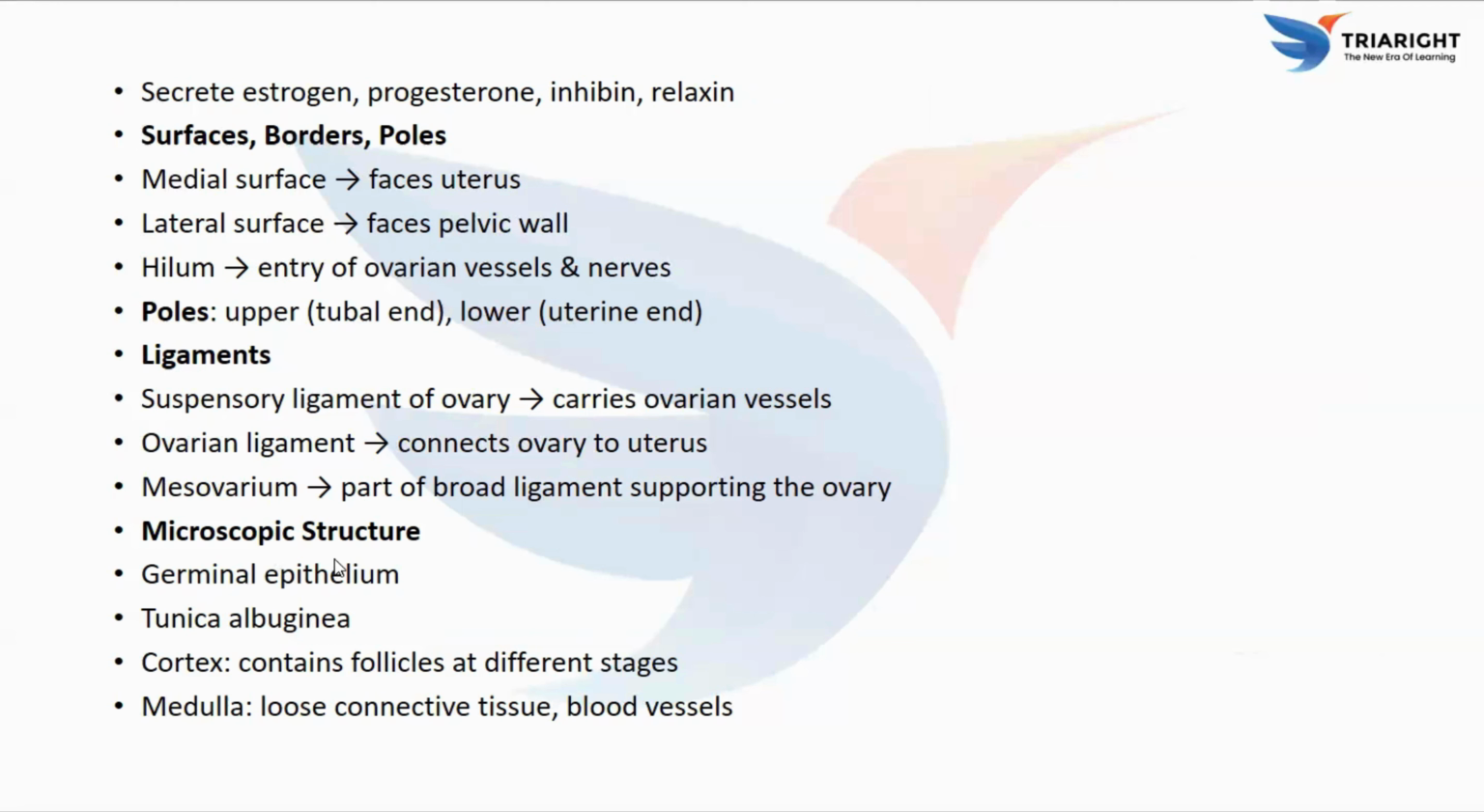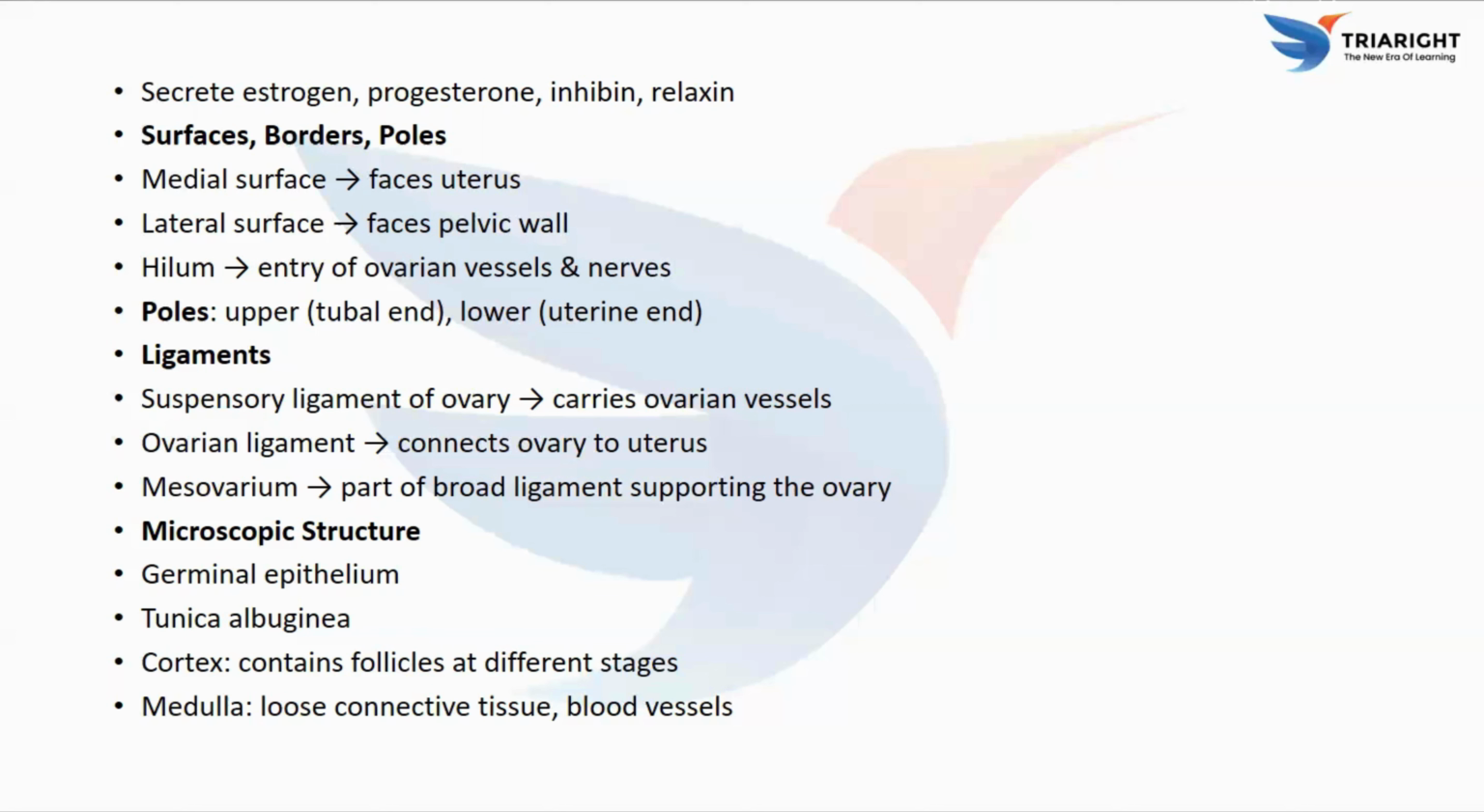So what is germinal epithelium? It is the outermost layer. Despite its name, it does not make eggs, but this is a common misconception. The second structure is tunica albuginea, which is a tough white protective layer beneath the epithelium. This tunica albuginea gives the ovary its shape.